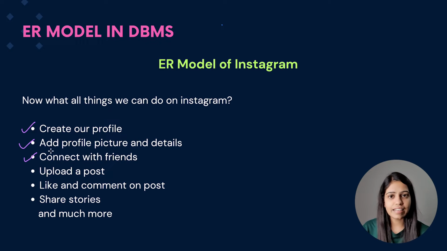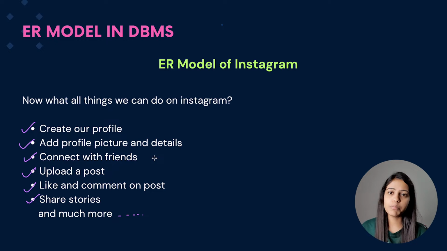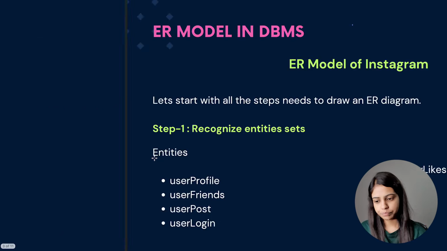Now the third thing is connecting with your friends. On Instagram, whenever you are done with the profile creation and whenever you have uploaded your picture and some bio about yourself, then you can start connecting with people. You can upload a post, you can like and comment on different posts, share stories, and much more. Why right now I am explaining this is because I want you guys to have a basic idea about how Instagram functions, what all things we can do on Instagram. On the basis of this, we would be formulating an ER diagram.